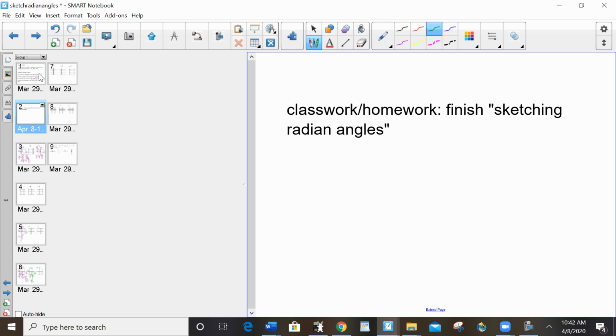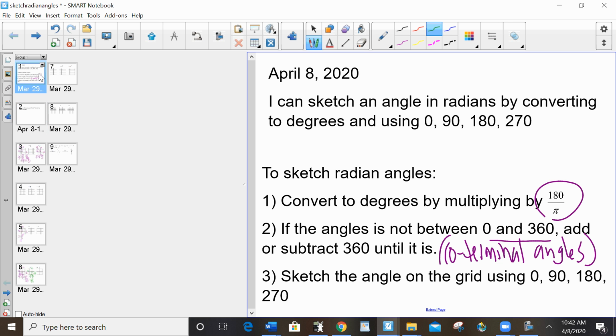Again, I can sketch radian angles on the grid by first converting to degrees by multiplying by 180 over pi. From there, if the angle is not between 0 and 360, I'm going to add or subtract 360 until it is. That's what we did in the coterminal angles lesson. And once we have that, we're just going to sketch the angle on the grid using 0, 90, 180, and 270.